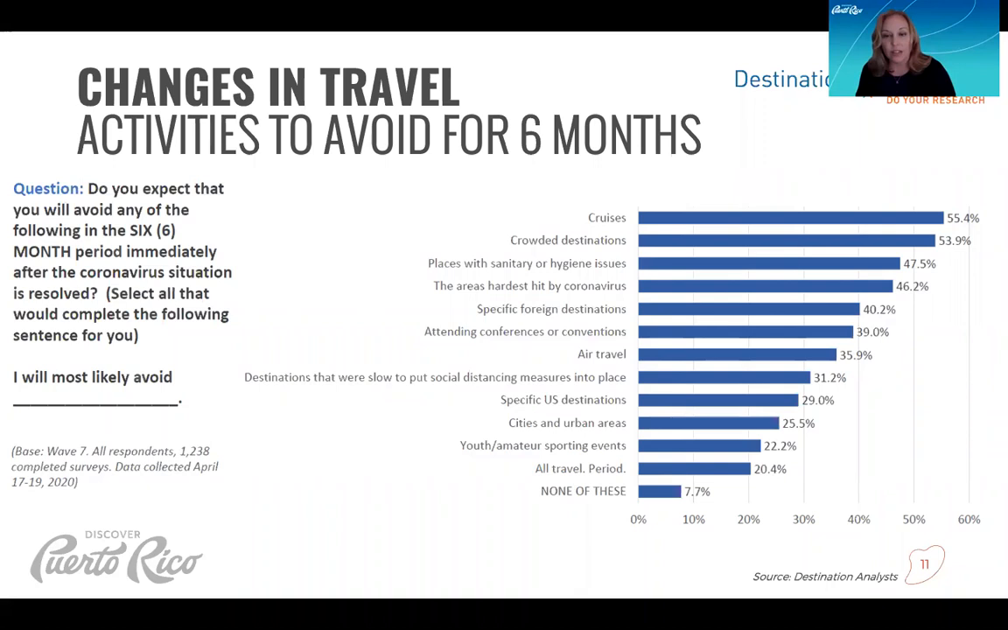There are significant differences in how different demographics feel about these activities. Discover Puerto Rico can segment this data, understanding which consumers are more willing to get on a plane as we start to look for target audiences for marketing. Again, this is changes in behavior for 6 months following the opening of communities. While that varies across target markets, this puts us in Q3 and Q4 for when we expect to see visitors come back.